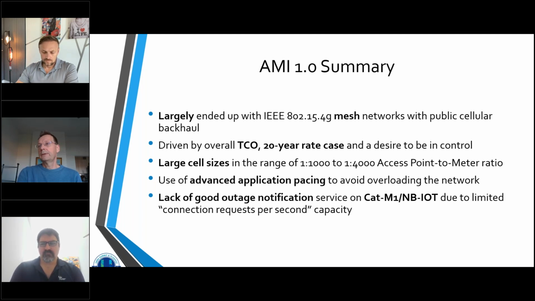So we could build up to 1 to 1,000 or 1 to 4,000 access point to meter ratio. Regardless of architecture here, we did apply advanced application pacing in order to not overload the network. This applies to both mesh and direct connect cellular. And the lack of good outage notifications, particularly in Cat M1 and Narrowband IoT, is something that is not fully solved, I would say, in those initial architectures, and that needs to be worked on more. It will come to fruition in AMI 2.0 when we look at it.